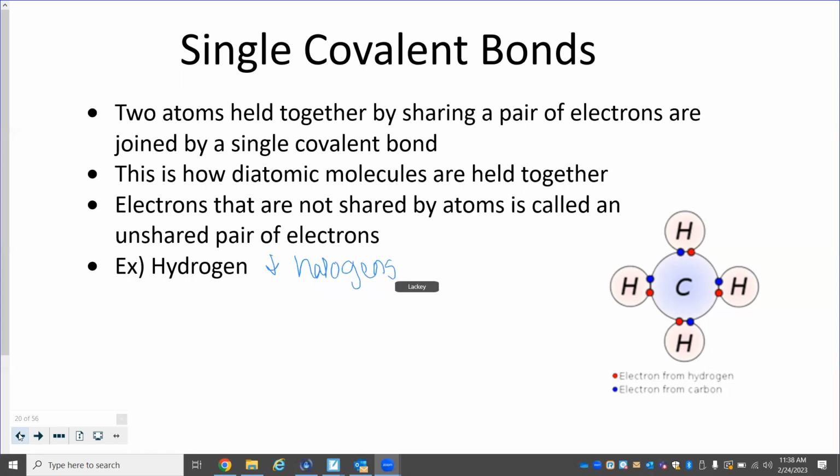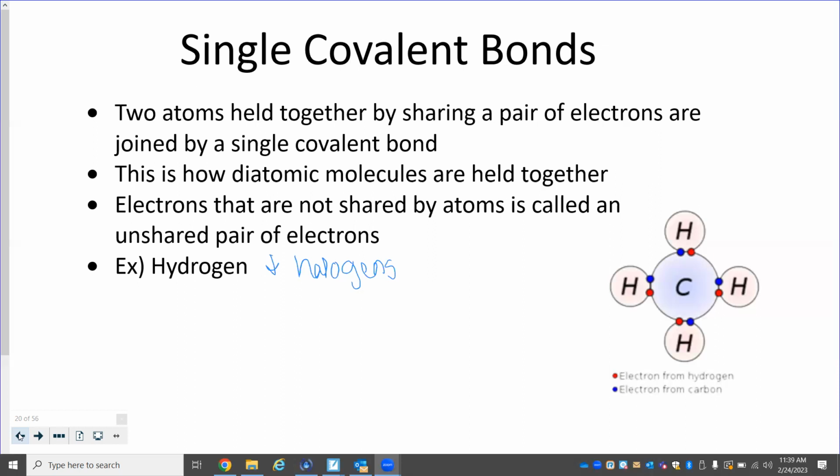So remember, that's group 7A. And any electrons that are not shared by the atoms are referred to as unshared pairs of electrons. So those will be represented as dots. Just to show you what this looks like, kind of simplified.